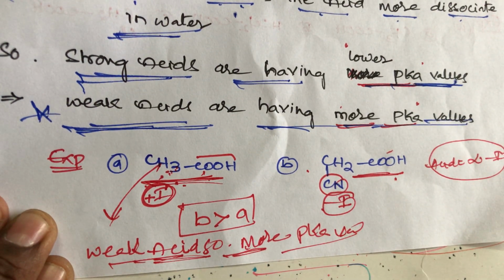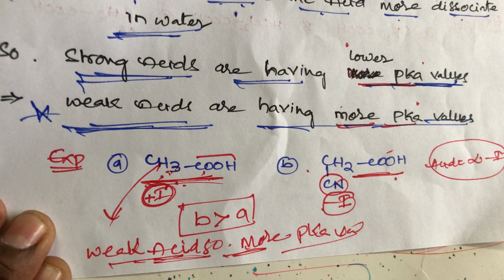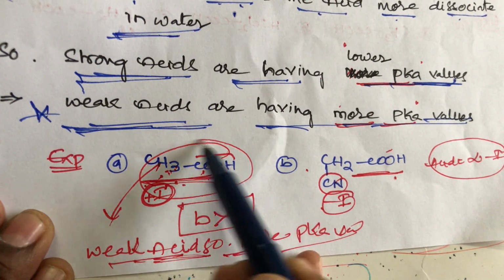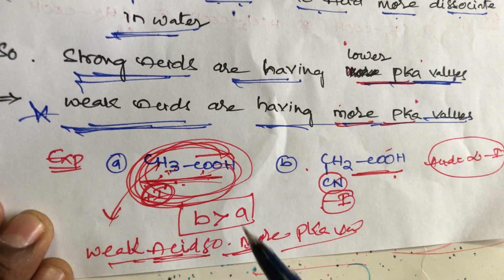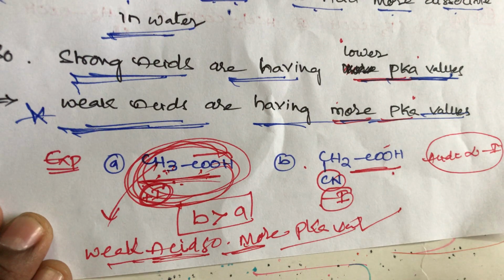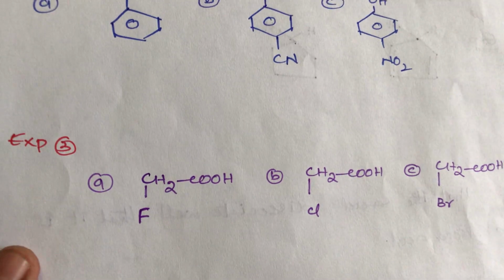Once again students, strong acids have a lower pKa and weak acids have a higher pKa. Acetic acid has the higher pKa value because it is less acidic. So this is a simple trick, students, to work out pKa values. I will give some examples here.